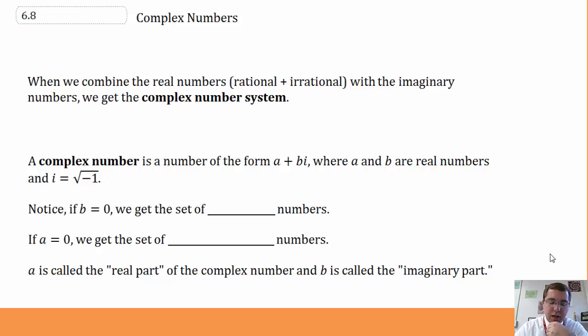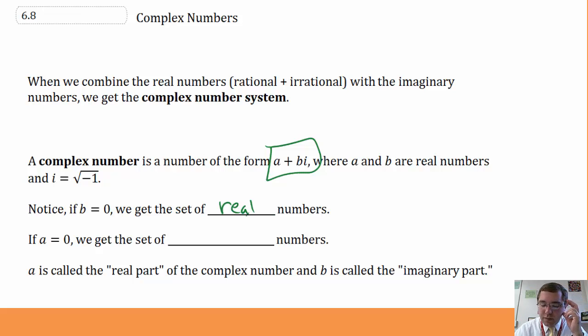A complex number is a number of the form a plus bi, where a and b are real numbers and i is the square root of -1, as it will always be. So we're taking i times a number, and then we're adding on a real number. Notice that if b is 0, then we have 0 times i, which is just 0, and so we just have a. And a is a real number. So when b is 0, we get the set of real numbers. So the complex number system includes, as a subset of it, the entire set of real numbers.